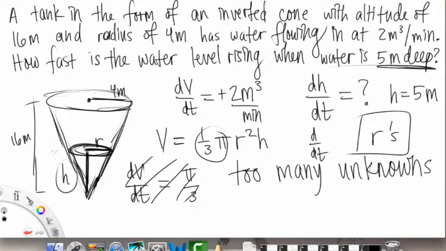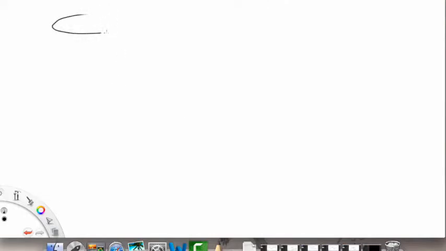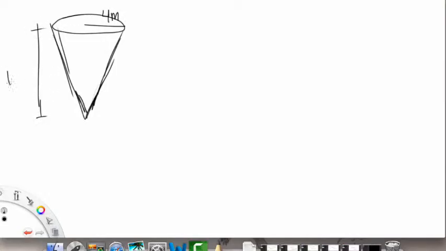So the trick for cones anyways, I'll show you the trick on the next slide. So I'll redraw this cone here. Okay, so let's say we have a cone. It's kind of like an ice cream cone, right? But in this case, we're filling it with water. So the overall cone has a 4 meter radius and a height of 16 meters.